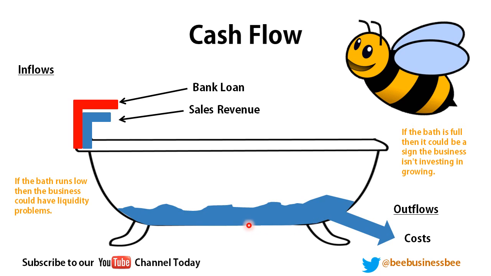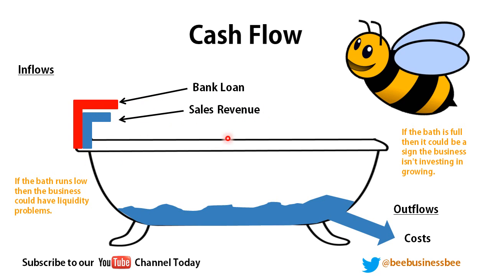So we don't want to do that. Now, that could be because we've got too much water running out of our bathtub, too many costs in the business, or we're not injecting enough revenue in to cover the costs that we've got. Now, notice I've got a hot tap and a cold tap. The cold tap is sales revenue.